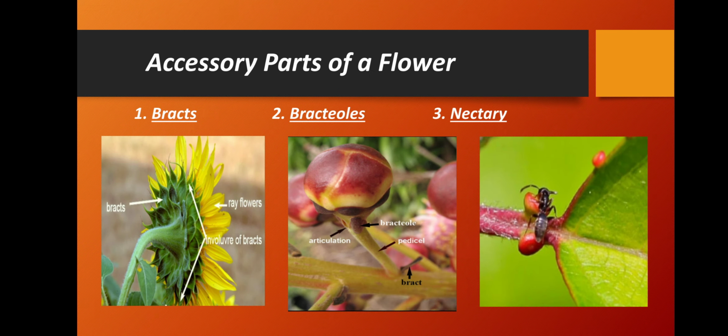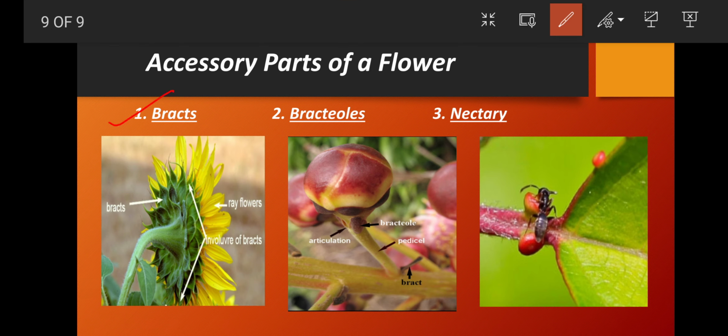Now, as we know about the four whorls present in the flower, besides those four whorls, some more accessory parts are present. In many plants, other than the four whorls, a few accessory parts are also present in the flower. So let's discuss those accessories. The first one is the bract. Bracts are specialized leaves or leaf-like structures from the axil of which a flower arises. These may be green and leaf-like, brightly colored and petal-like, or scale-like also.